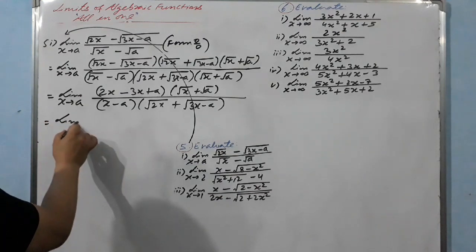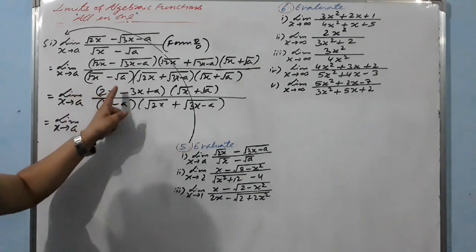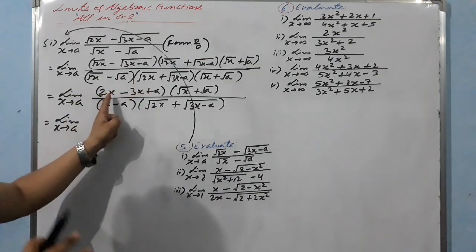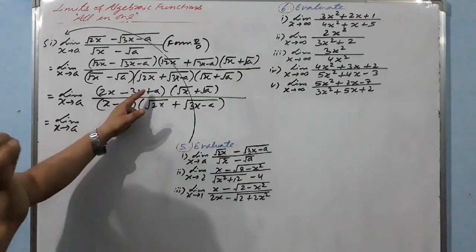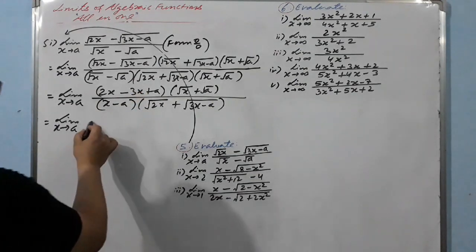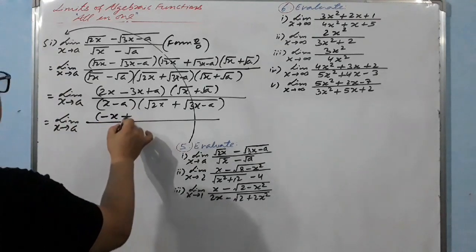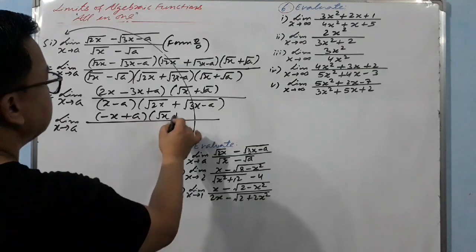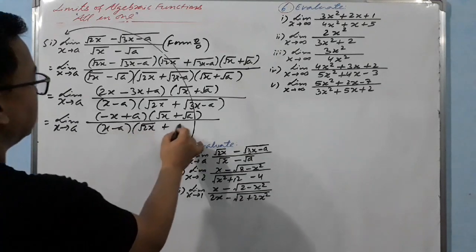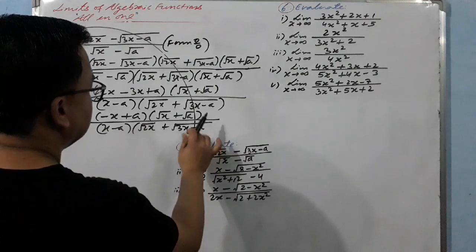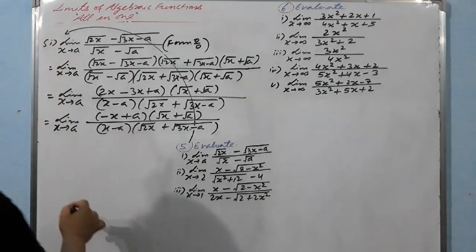Now limit as x tends to a. If you see here, 2x minus 3x means minus x, plus a. Once again, negative x plus positive a, minus x plus a, you will get a negative sign. You need to take it common. So in the next step I will do root x plus root a over x minus a, and root 2x plus root 3x minus a. Here it is minus a. Okay, done.